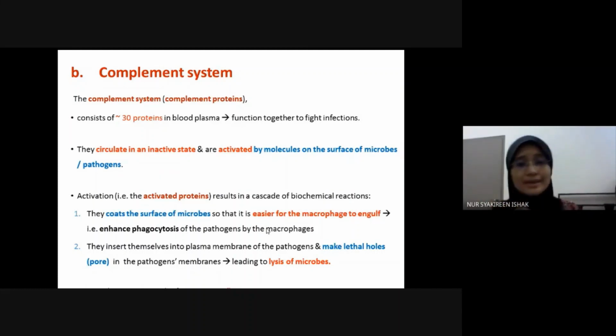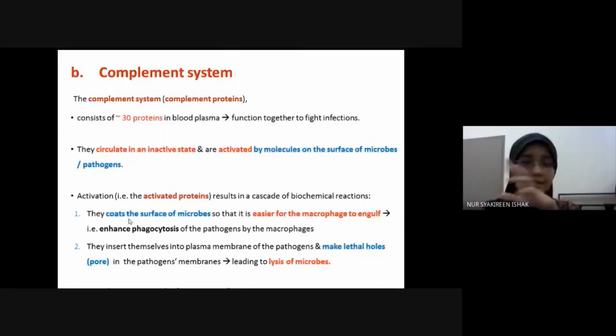Okay, so another mechanism is that they will insert themselves into the plasma membrane of the pathogen and make little holes. Lubang-lubang pada surface plasma membrane of the pathogen. Once pores have been formed at the plasma membrane, water and ions can enter into the cells of the pathogen and cause the pathogen to burst and lyse, destroyed lah. So dia ada dua cara posed by the complement system ni. Coat and then make little holes.